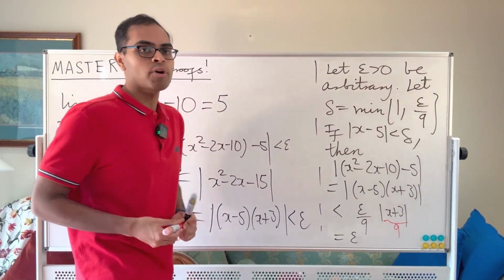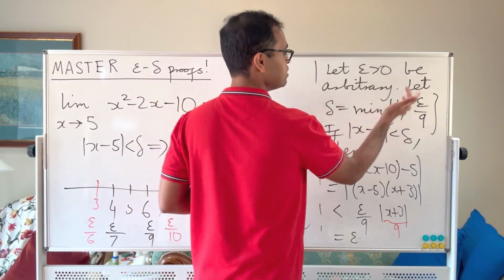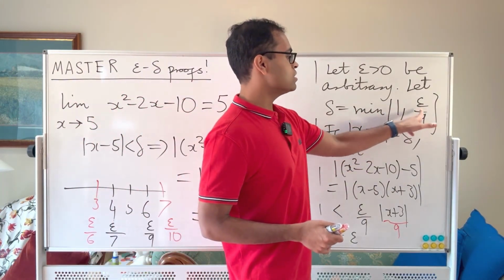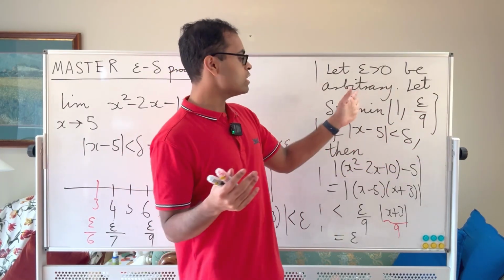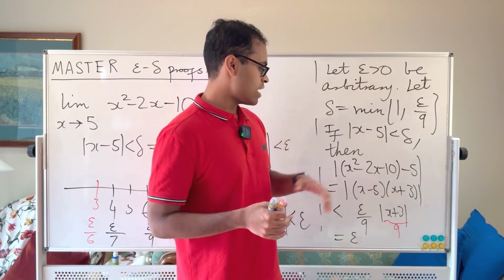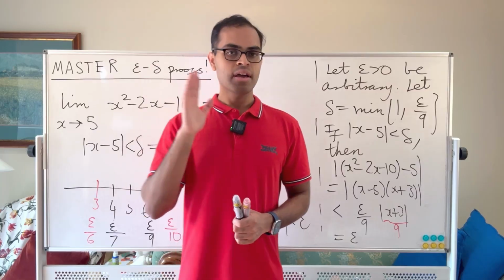Okay, and I want you to drop a comment down below. Just as a practice, what if I said min 0.5? What if instead of 1 I said 0.5? What could I choose this epsilon over 9 to be? What are some options I could choose so that it would ensure that if the absolute value of x minus 5 is less than delta, then the absolute value of x squared minus 2x minus 10 minus 5 is less than epsilon? So that's an exercise for you.